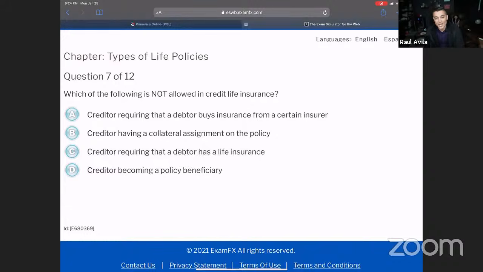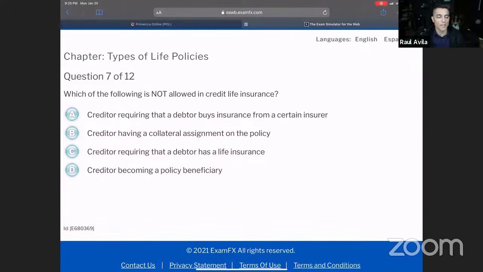Which of the following is not allowed on a credit life insurance? The creditor becoming the policy beneficiary. It has to be allowed, because if the debtor dies, the creditor gets the money. That was D, so D is not the answer, because that one's true. C, creditor requiring that a debtor has life insurance. Yeah, a creditor could require that. That's what credit life is all about.